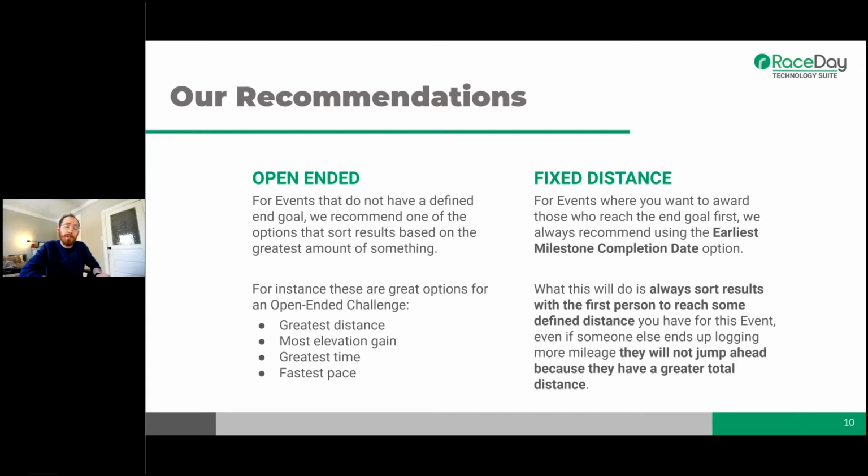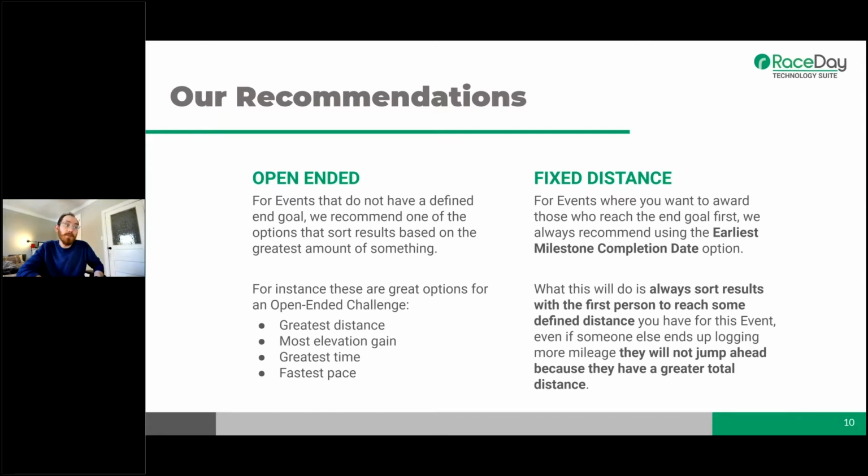And they're really pretty simple and straightforward because it's not complicated when you look at the results sorting. It's like, okay, I can see that this person did more mileage than the next person, so it's pretty obvious that they won. For fixed distance challenges, things get a little bit more complicated. We always recommend that you use the earliest milestone completion date because you don't necessarily want to give the person who logged more mileage the first place award. You want to make sure that the person who actually hit that point first got it.